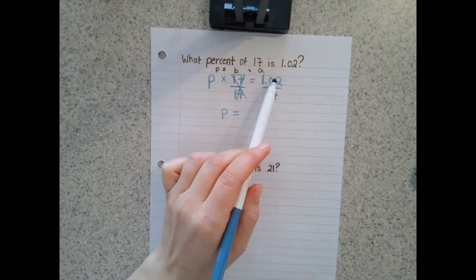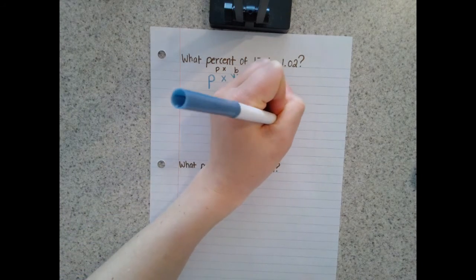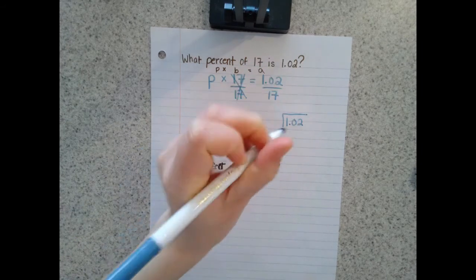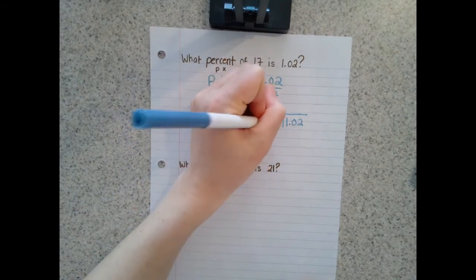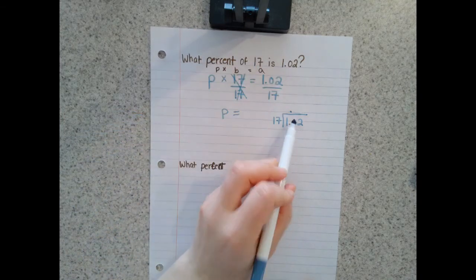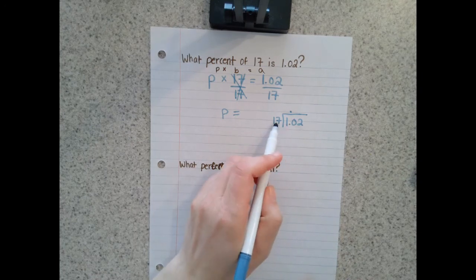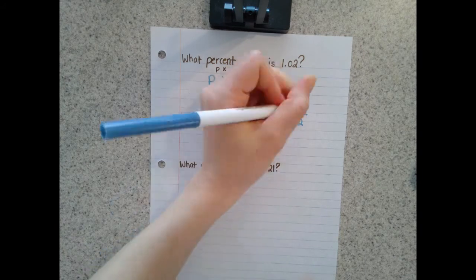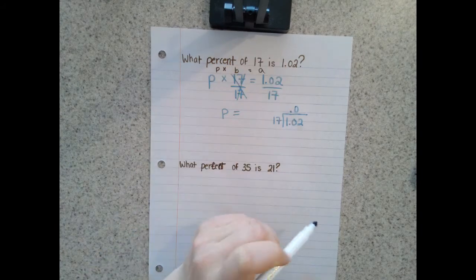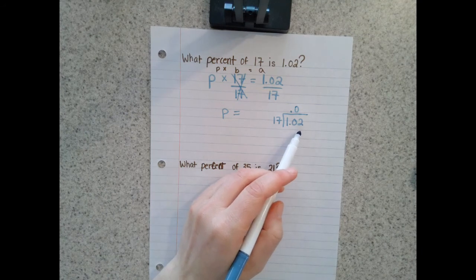The top number always gets to live inside the division house, and the bottom number gets to sleep outside on the porch. Carry the decimal point straight up. Can 17 fit into 1? No. Can 17 fit into 10? It fits 0 times into 10. Can 17 fit into 102? Yes. Now we just have to figure out how many times 17 can go into 102.